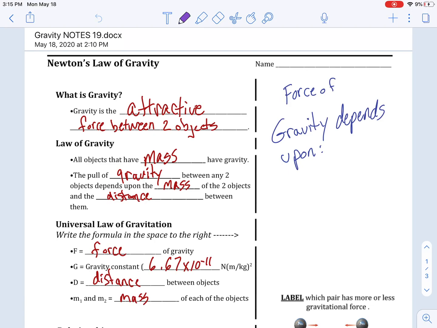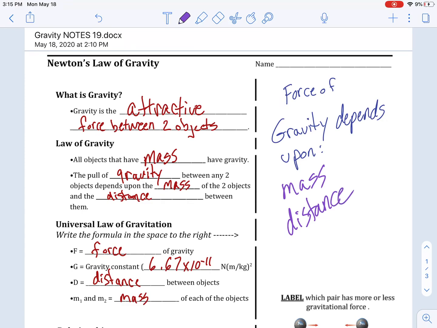Okay, so the law of gravity, the big thing that you should have noticed from the notes was that the force of gravity, how strong gravity is, depends on two variables, two things. They are mass and the distance between the objects.